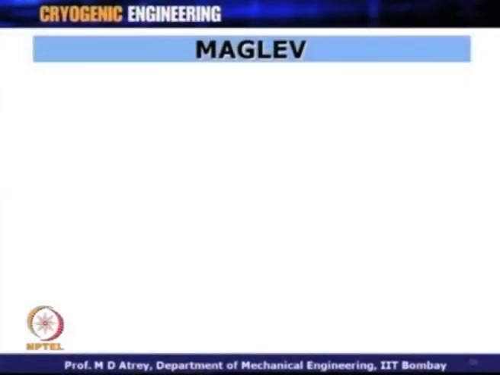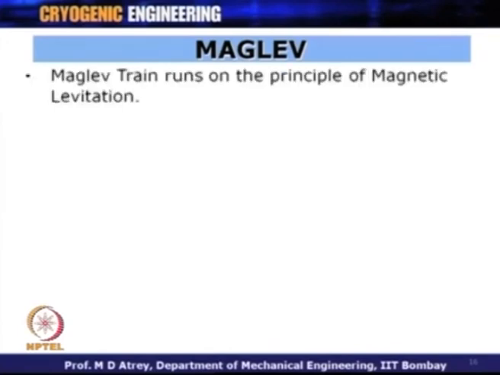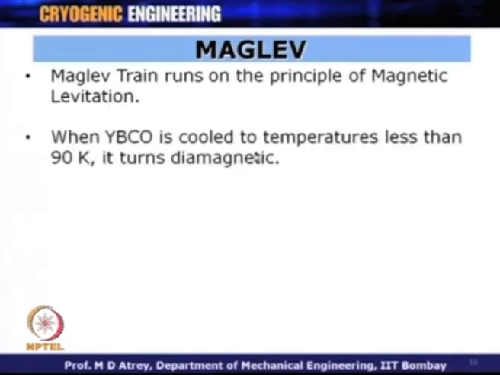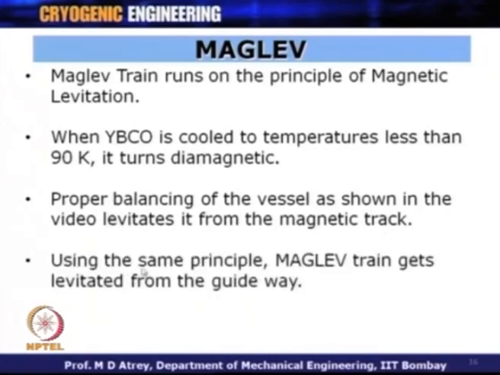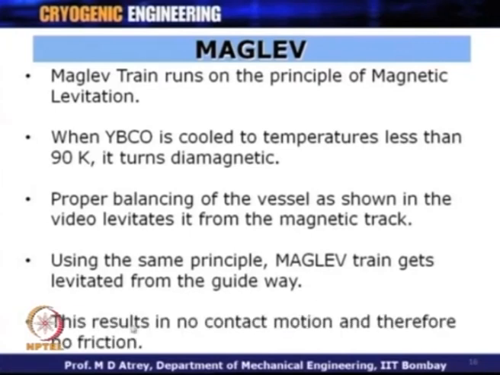Now, this leads to the application of the Meissner effect, which is the magnetically levitated train, or maglev. A maglev train runs on the principle of magnetic levitation. When YBCO is cooled to temperatures less than 90 Kelvin, it turns diamagnetic. The proper balancing of the vessel, as shown in the video, levitates it from the magnetic track. Using the same principle, the maglev train gets levitated from the guideway. This results in no contact motion and therefore no friction.